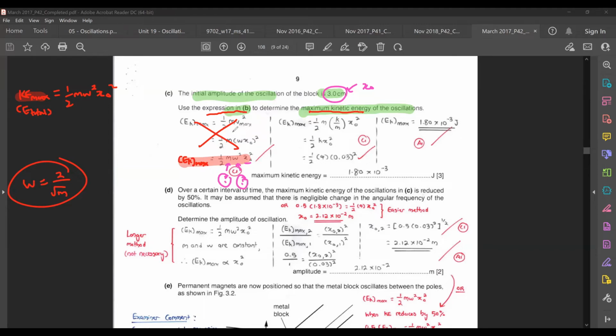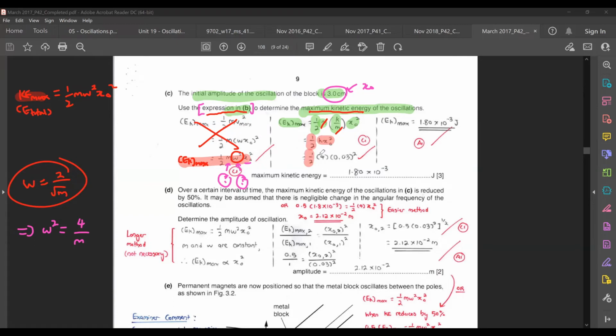So there's a way to go about this. Remember that they asked you to use the expression in B. So if you remember the expression in B, omega is equal to 2 over square root m. Omega square in turn is actually 4 over m. So what you want to do is sub out for omega square. You're going to get Ek max is half m times K over m times x naught square. So here, it becomes readily apparent that you can cancel off the mass, giving you half k x naught square.